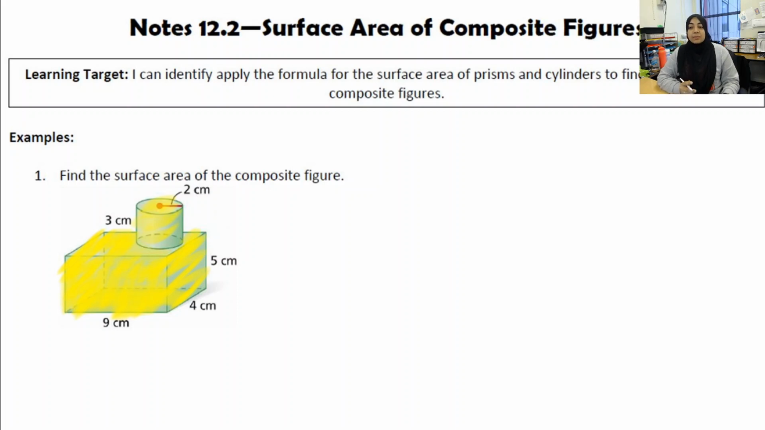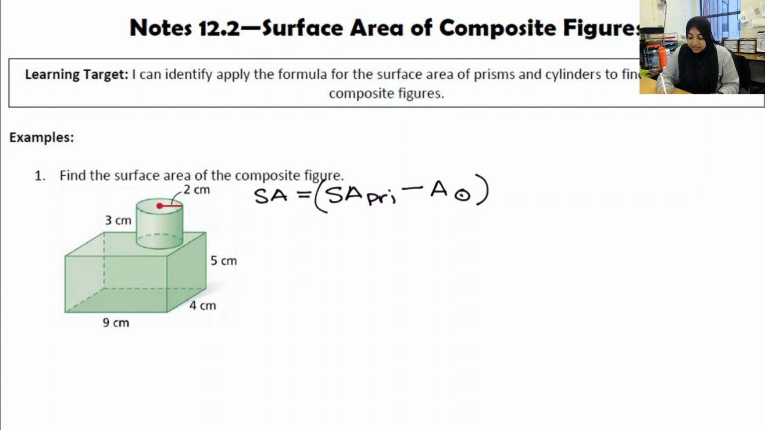But notice that as I'm painting, that cylinder on top of the prism intersects at that circle, right? And that circle does not get painted. So I need to keep that in mind as I am creating my skeleton of my formula, right? So I'm going to say surface area equals, let's talk about the prism first. I want to take the surface area of the prism, but I want to subtract off that circle that's at the top that's being covered by the cylinder. Okay. And then to that, I want to add on the surface area of that cylinder, okay? But again, I want to take off that bottom base.